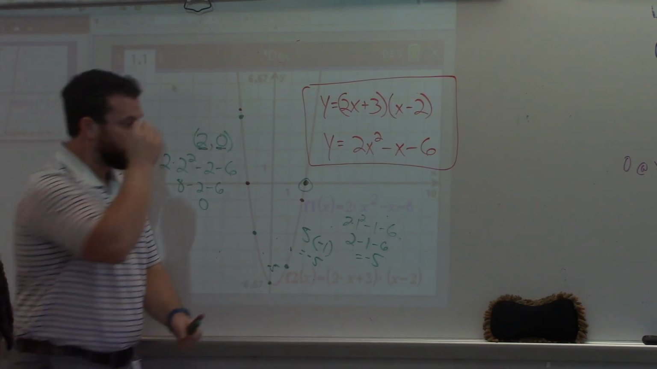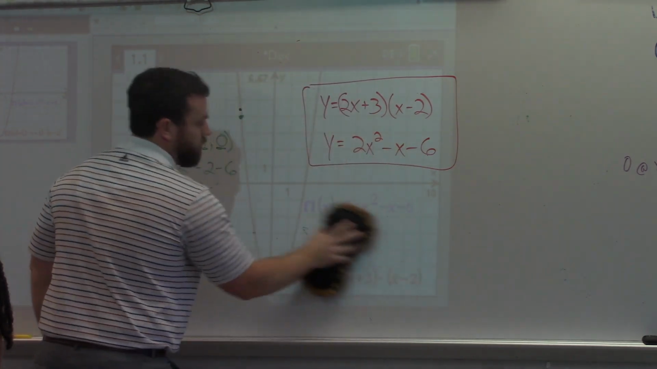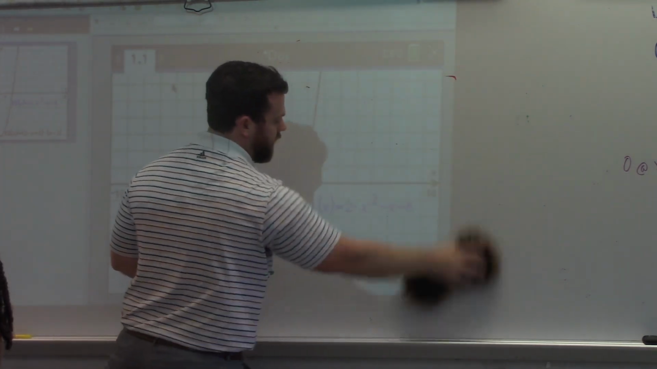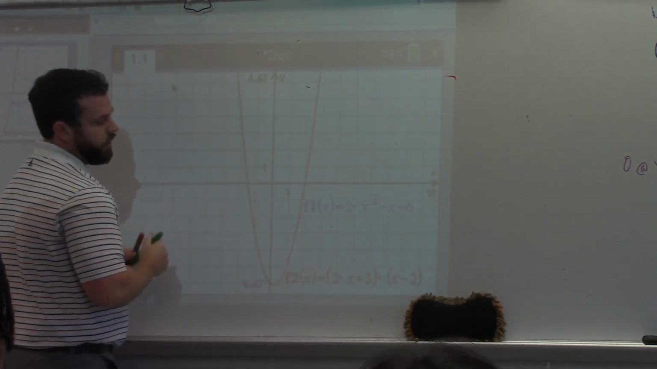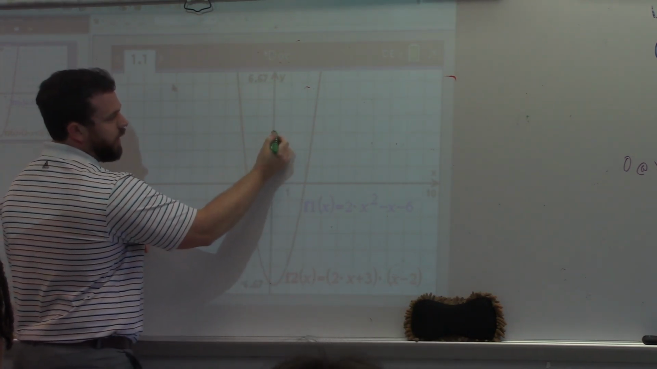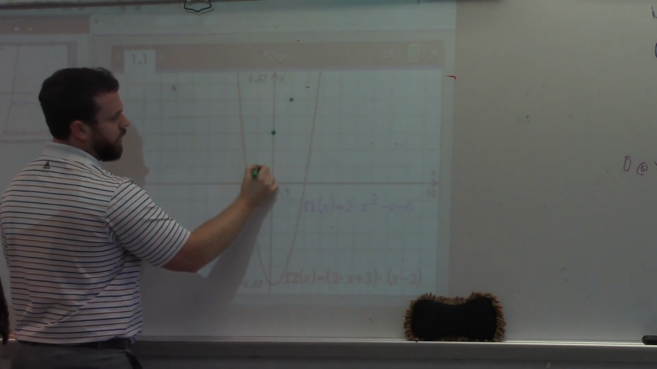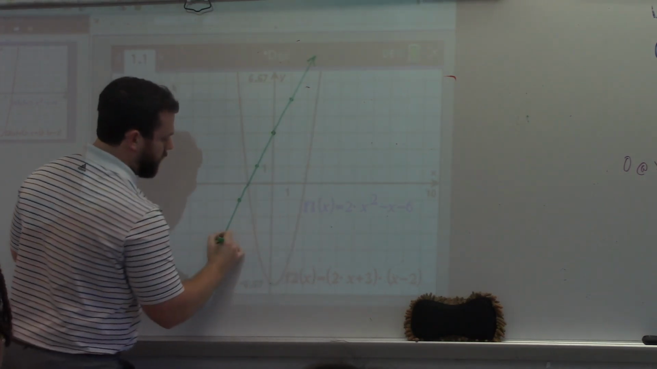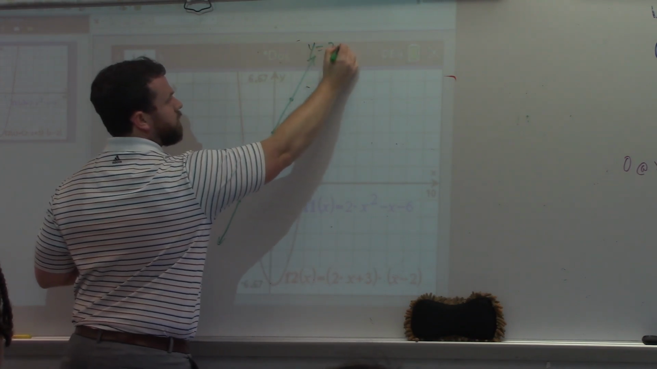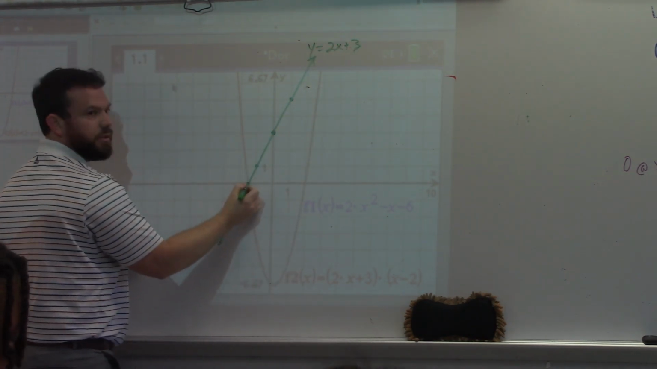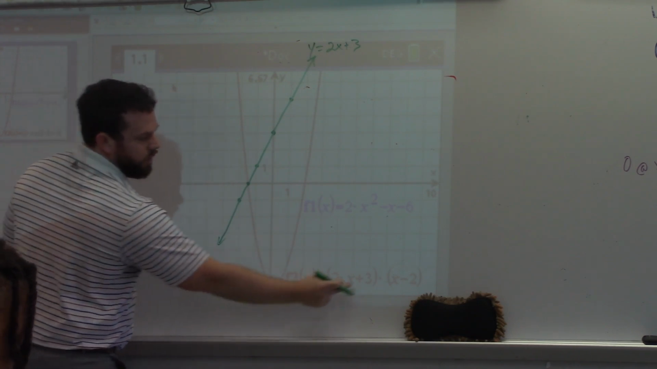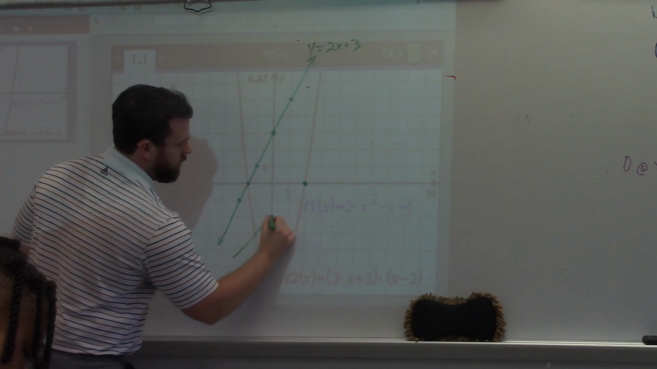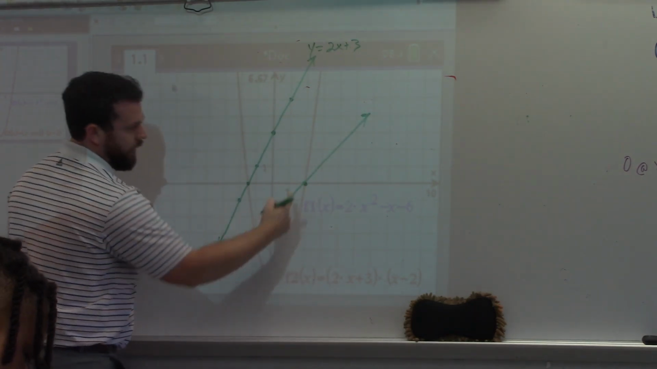Now what we have learned, and what I think will help some of us in thinking about this: 2x plus 3 has a y-intercept of 3 and a slope of 2. Notice how that line, y equals 2x plus 3, goes through this 0 here. And x minus 2 has a y-intercept of negative 2, and a 0 of 2. You see how that goes through this point.